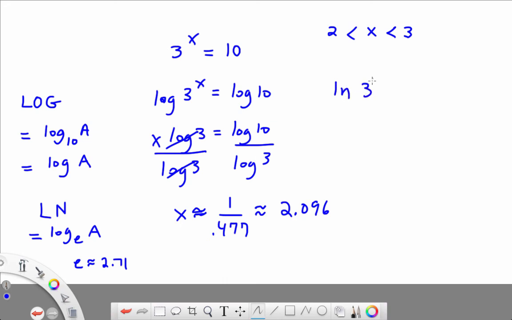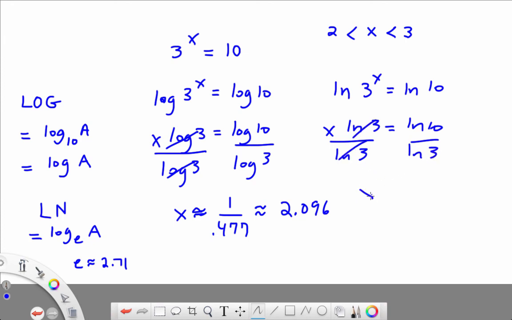Natural log of 3 to the x equals natural log of 10. We'd move x to the front. X natural log of 3 equals natural log of 10. Divide both sides by natural log of 3. And after those cancel, we get x equals natural log of 10 over natural log of 3. And if you use your calculator, believe it or not, you will get 2.096 roughly.